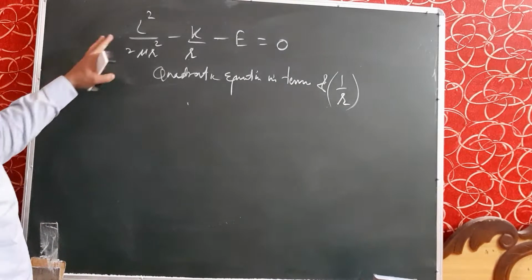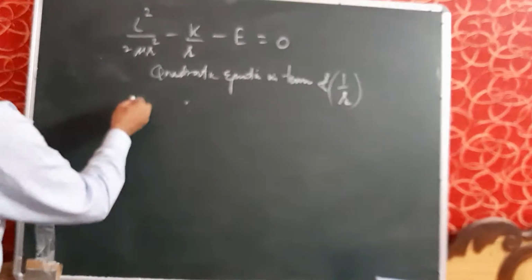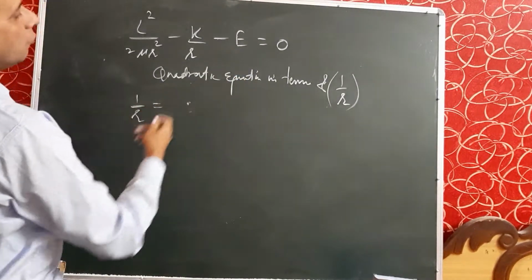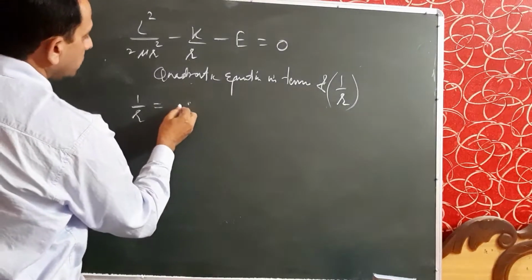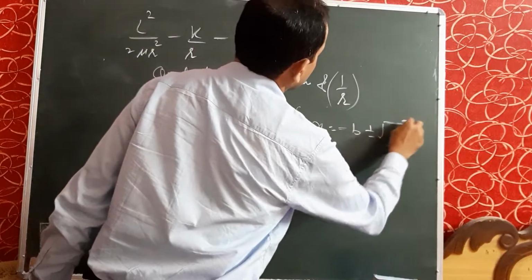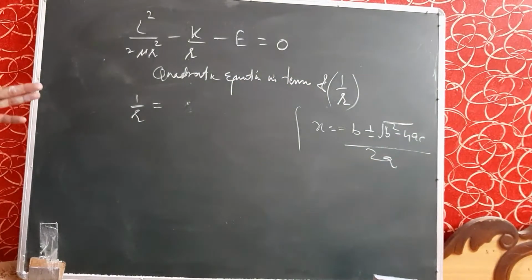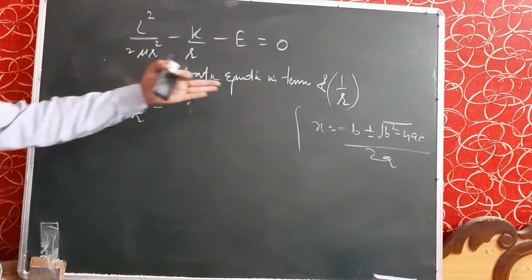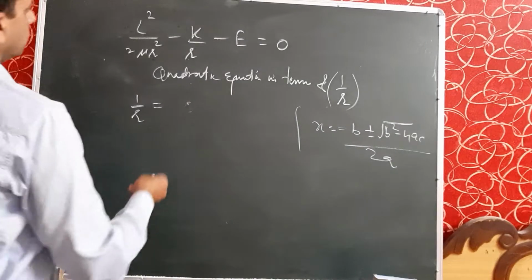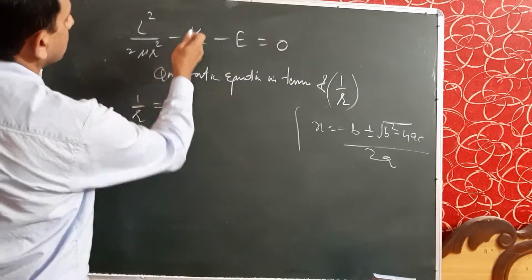Now, we know the solution of a quadratic equation: x is equal to minus b plus minus under root b square minus 4ac, upon 2a. I am using this formula in this equation, and x is taken as 1 by r, where 1 by r square is the square of the variable. So, 1 by r is equal to minus b, and what is b? Minus k.